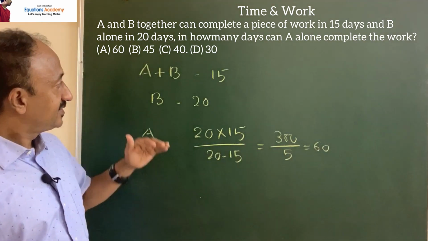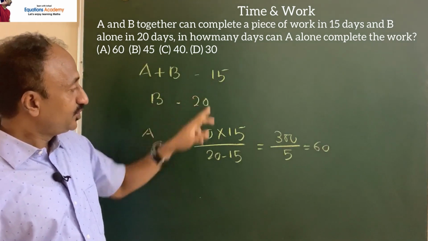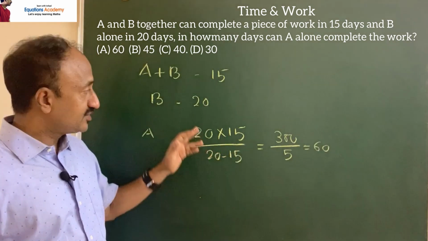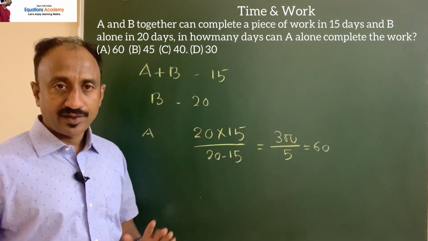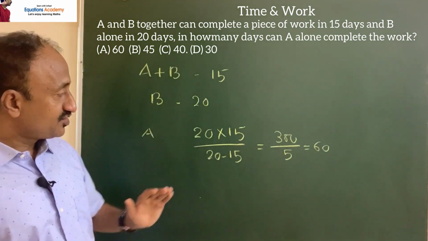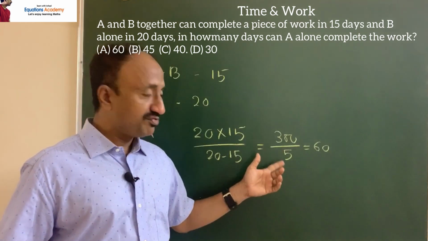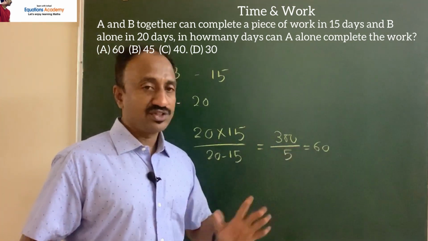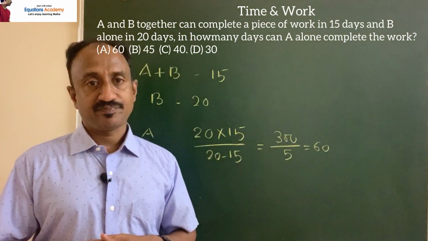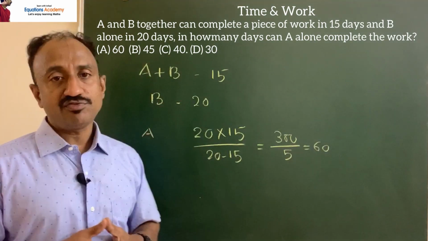In that case, we just multiply these two, 20 into 15, divided by the difference, 20 minus 15. 20 into 15 is 300, divided by 20 minus 15, which is 5. 300 divided by 5 is equal to 60. So A alone will take 60 days. This is a tricky method, but only applicable to these types of problems.